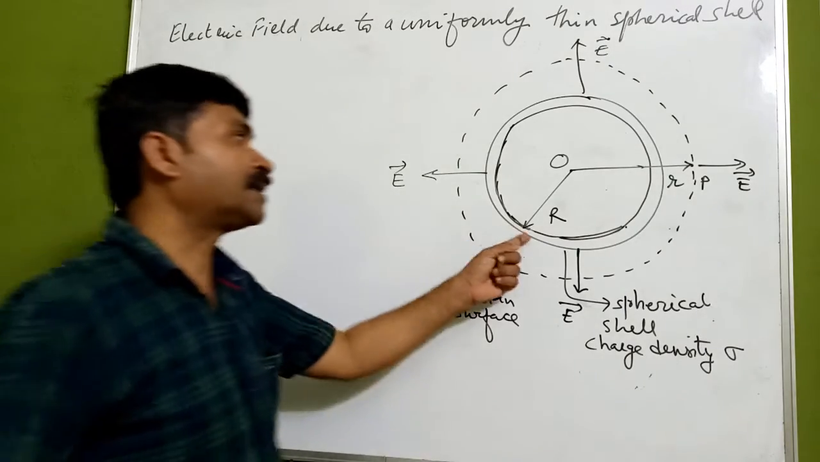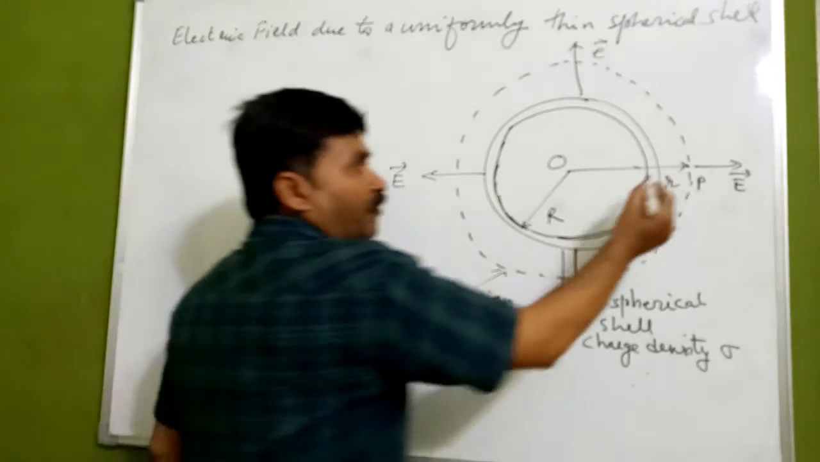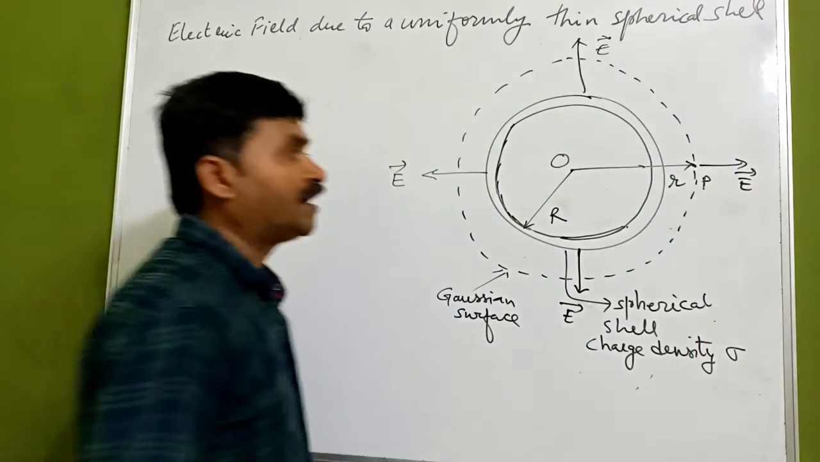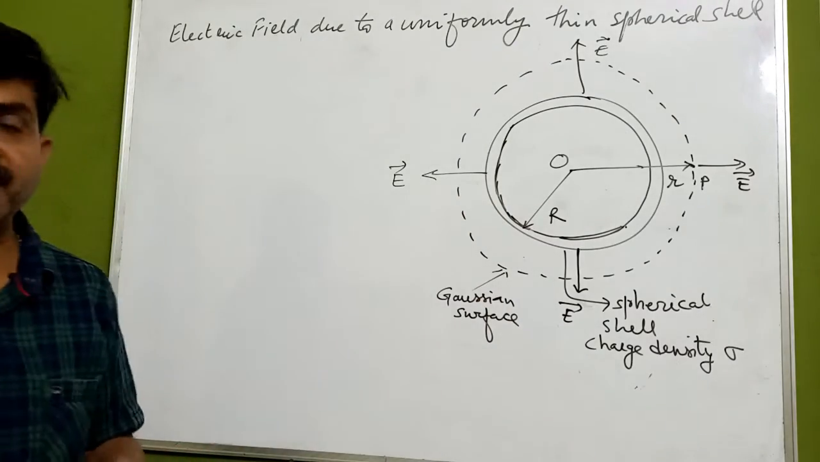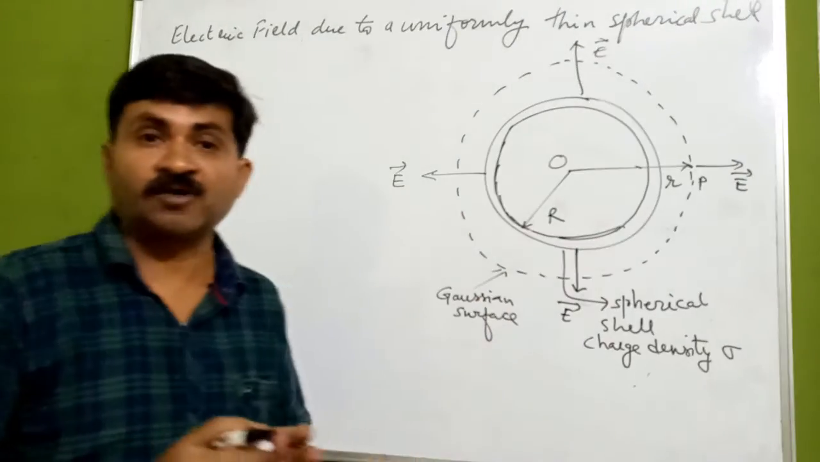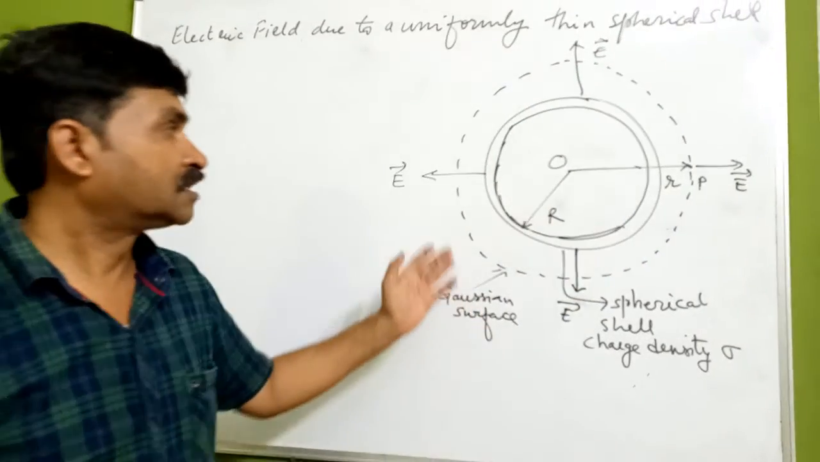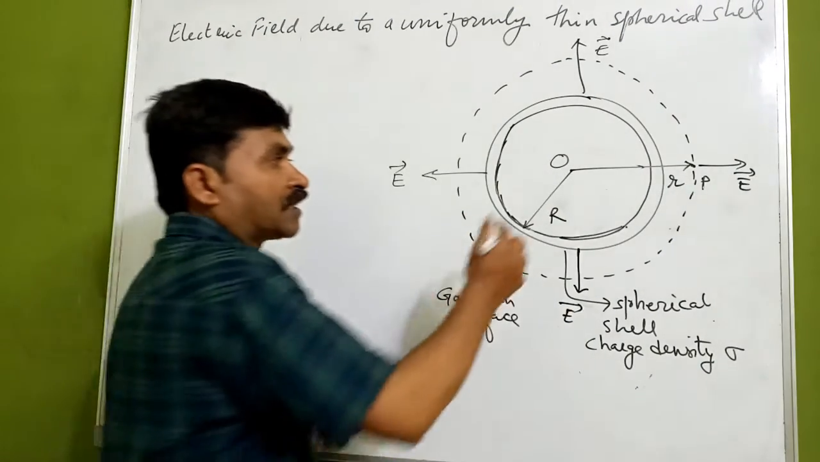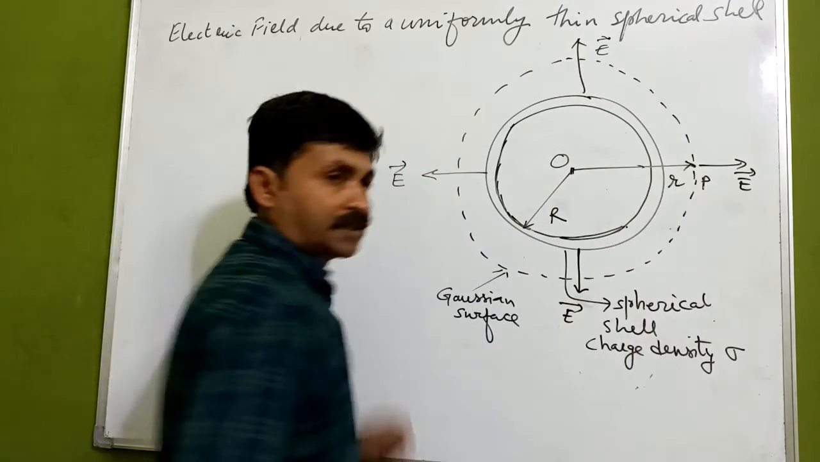Here we have taken the radius R, O is the center, and we take a point P. From this point we assumed a Gaussian surface. We have already discussed the Gaussian surface; it is a hypothetical surface. We have taken this at point P, which is at a distance r from the center.